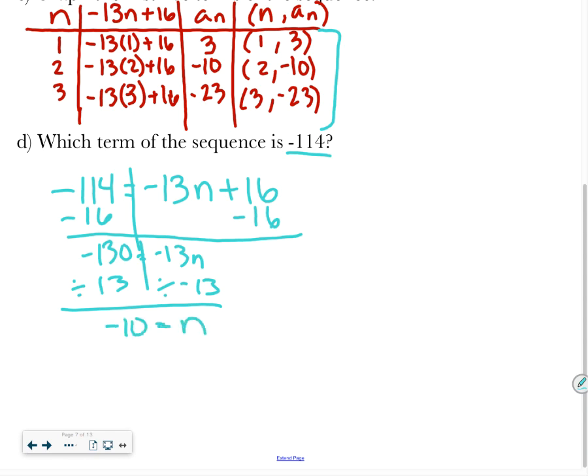And I have negative 10 equals n. Or not negative 10, sorry. I should have divided by a negative. Divided by negative is positive. So that should be a positive n. You can't have negative term numbers, so that's what really caught my attention there. Okay, so we have 10 equals n.